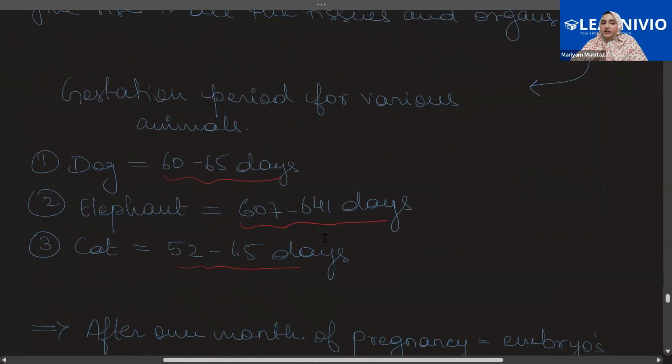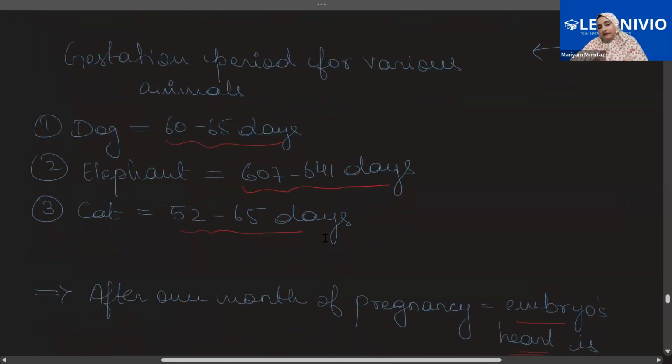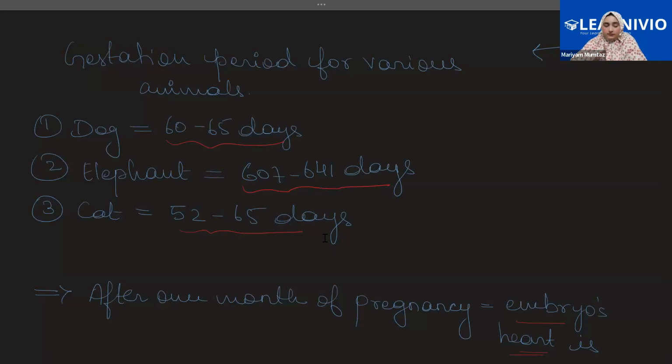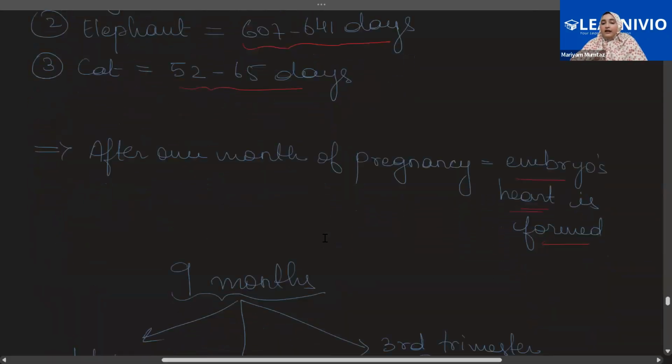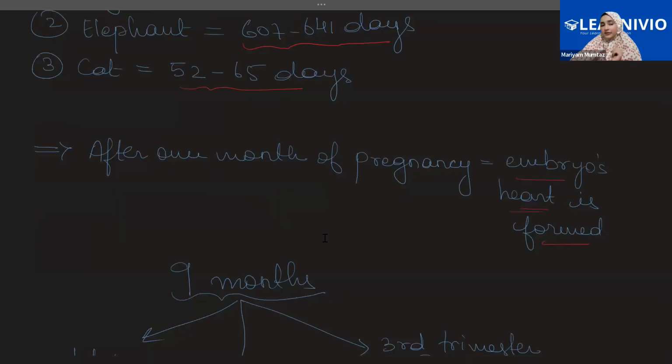Now see, the gestation period for dog is 60 to 65 days. For elephants, it's 607 to 641 days. And for cat, it is 52 to 65 days. And now let us talk about how the developmental process takes place throughout the pregnancy.